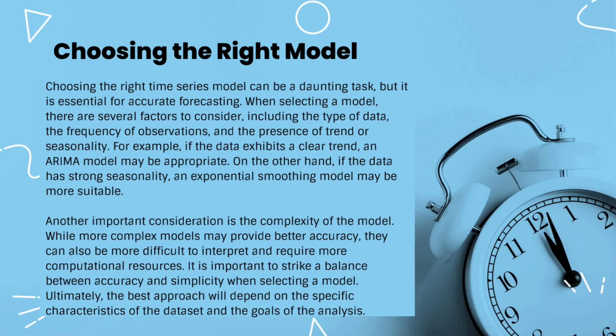Choosing the right time series model can be a daunting task, but it is essential for accurate forecasting. When selecting a model, there are several factors to consider, including the type of data, the frequency of observations, and the presence of trend or seasonality. For example, if the data exhibits a clear trend, an ARIMA model may be appropriate. On the other hand, if the data has strong seasonality, an exponential smoothing model may be more suitable.